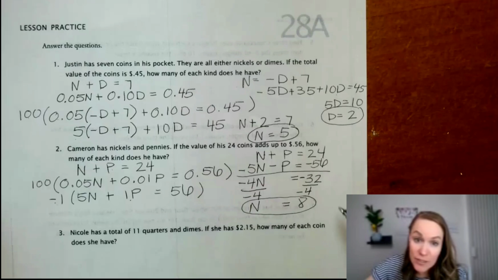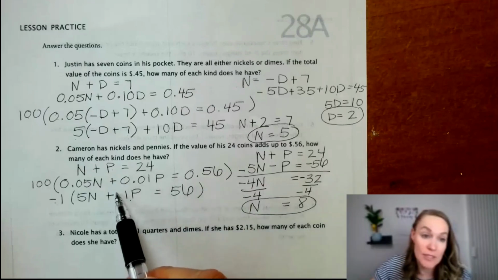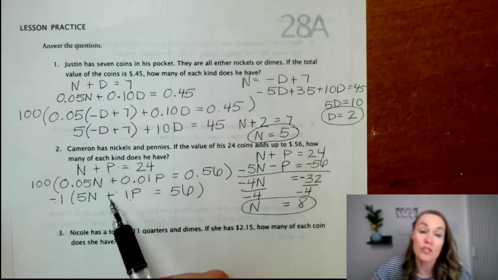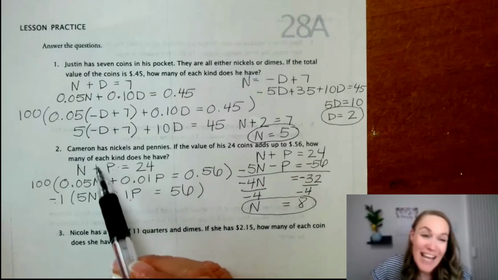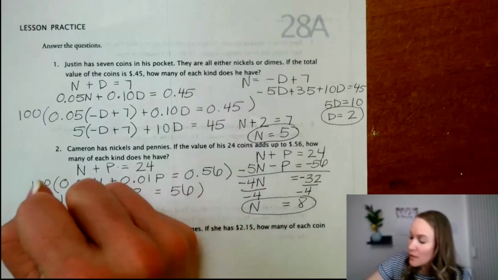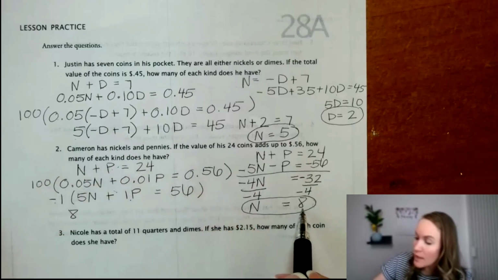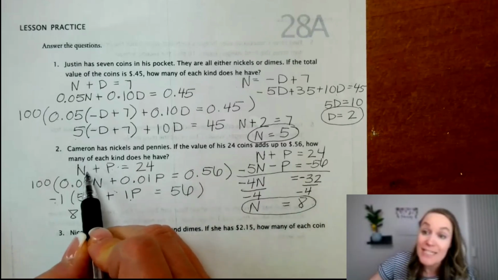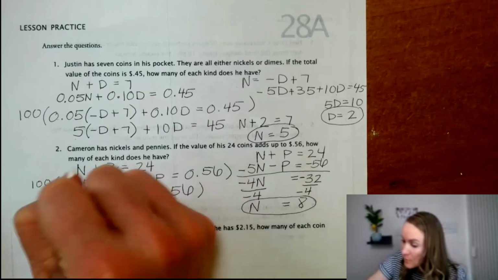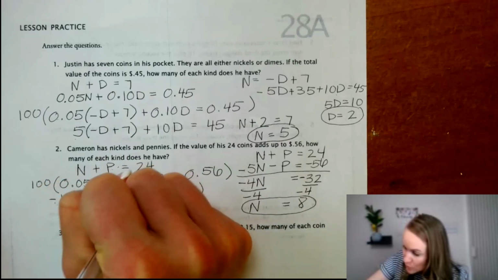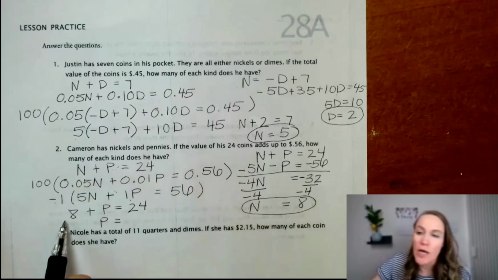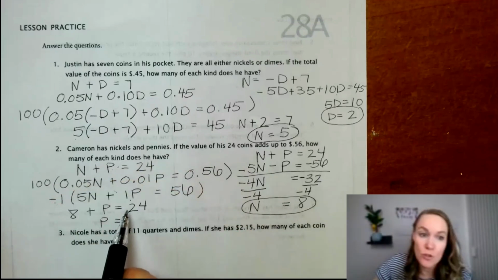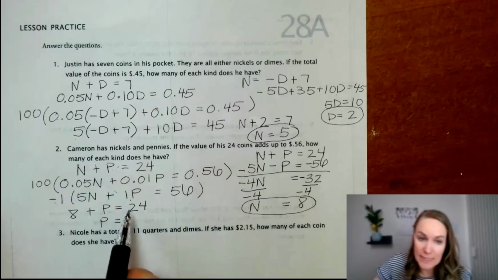Now, how many pennies do I have? I want to go back to the simplest equation. Both of these equations will work, but one of them is a lot simpler than the other one, and that's this one. So 8, because I'm just substituting in my value into my unknown because now I know that value, plus p equals 24. So p equals, and we're just subtracting 8 on both sides, right? Super simple. And that gives us 16.